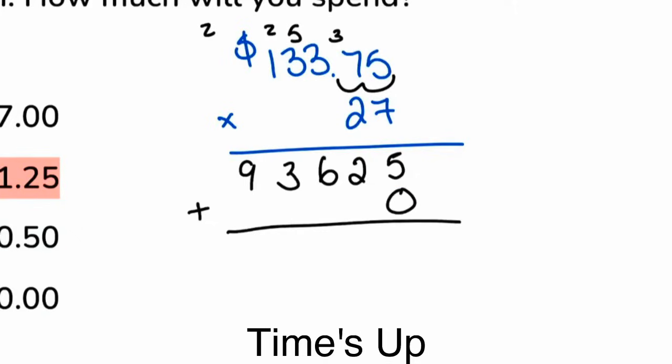Then we go to the next line here, and now we're going to be dealing with the 2. So here we go. That's going to be 5 multiplied by 2, that'll be 10. 7 times 2 is 14, carry the 1 is 15.